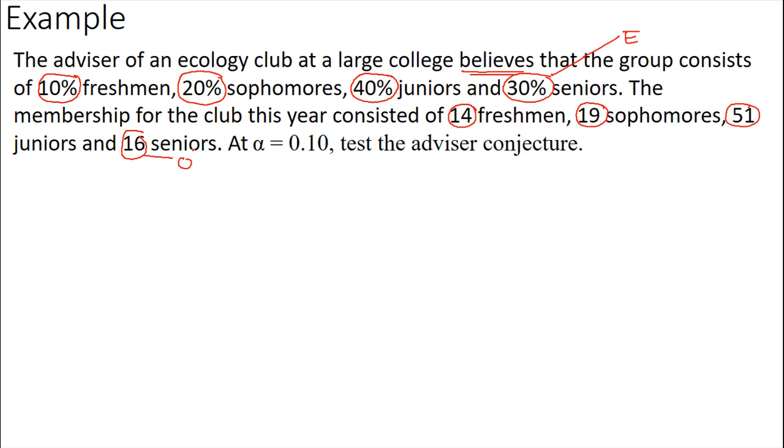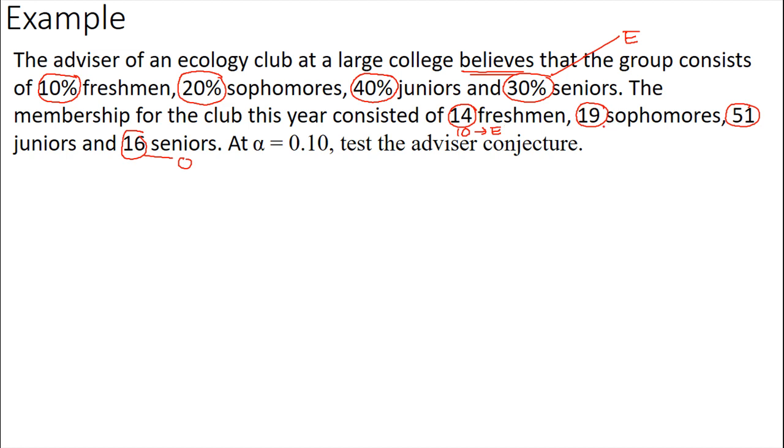Okay, first step, I think it's better for us to state all the expected and the observed values. For freshmen, the observed is 14, the expected is 10%. From the total students, how many students here? 14, 51, 70, 100. From 100 students, 10% of 100 is 10. So this is what he expects.